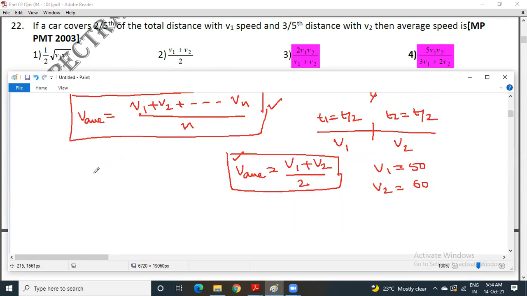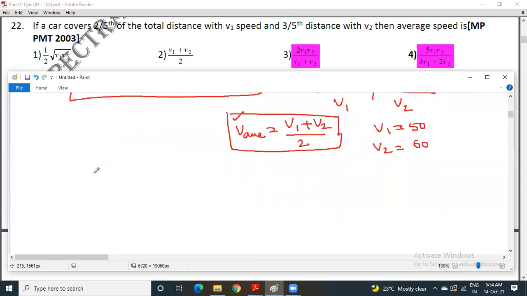In the next class, let us continue with the numerical based on average speed when total distance is divided equally and total time is also divided. So that is combined question. We'll continue with that question in the next class.